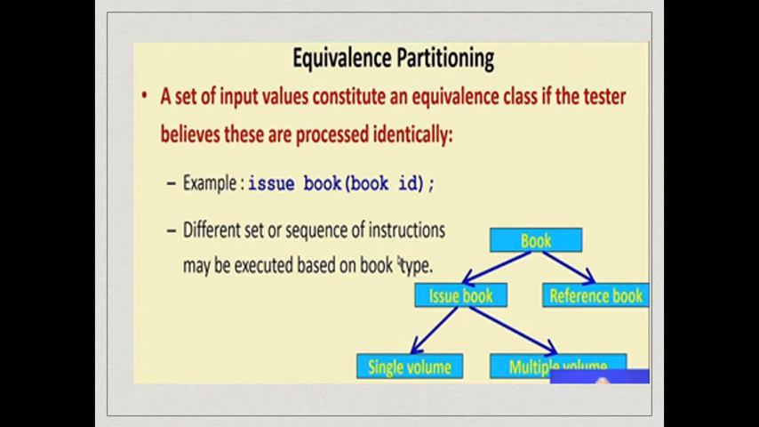We need to pick first a data item for the single volume book, another input data for the multiple volume book, and another for the reference book. So for this example, there are three equivalence classes: reference book, multiple volume, single volume, and there will be an invalid class.